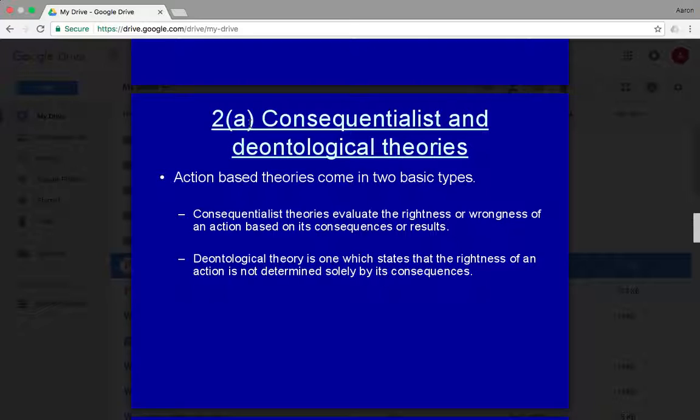In contrast to consequentialist theories are deontological theories. A deontological theory is one which states that the rightness of an action is not determined solely by its consequences. For example, some people think it is always wrong to kill an innocent person, even if doing so would save many other lives. Just think of some outlandish scenario where one can only save many by killing one innocent person.